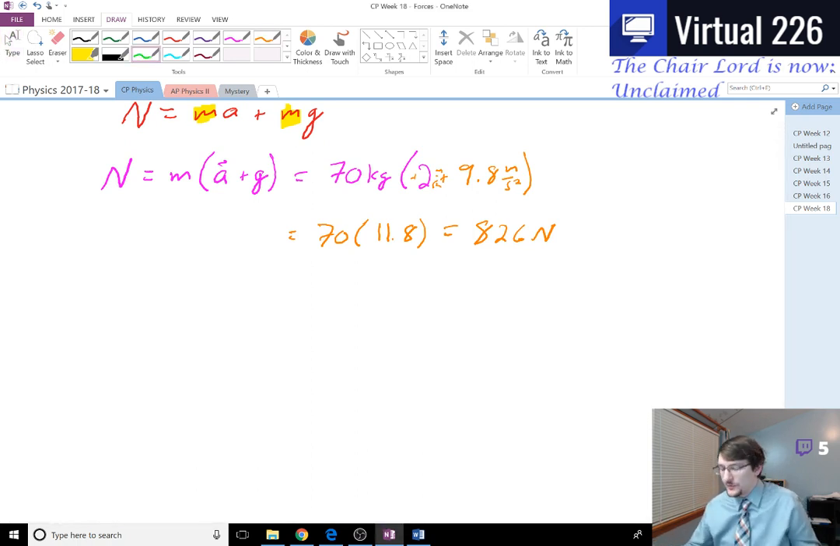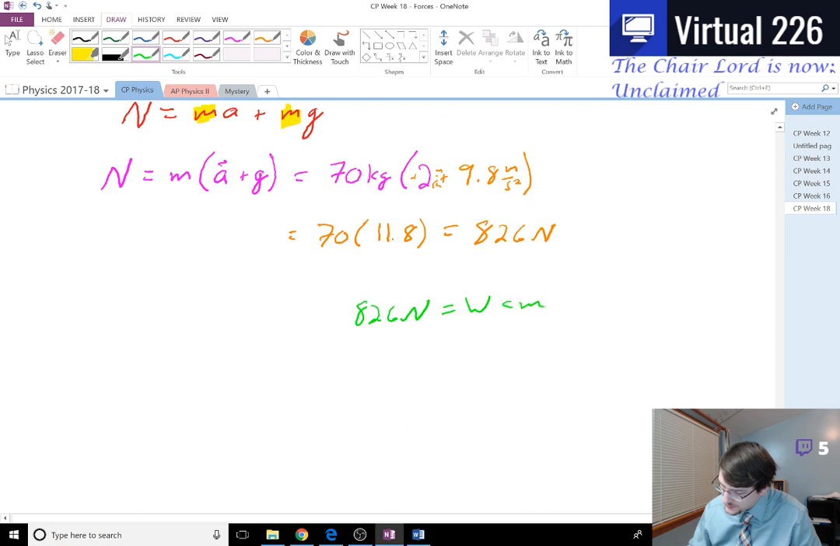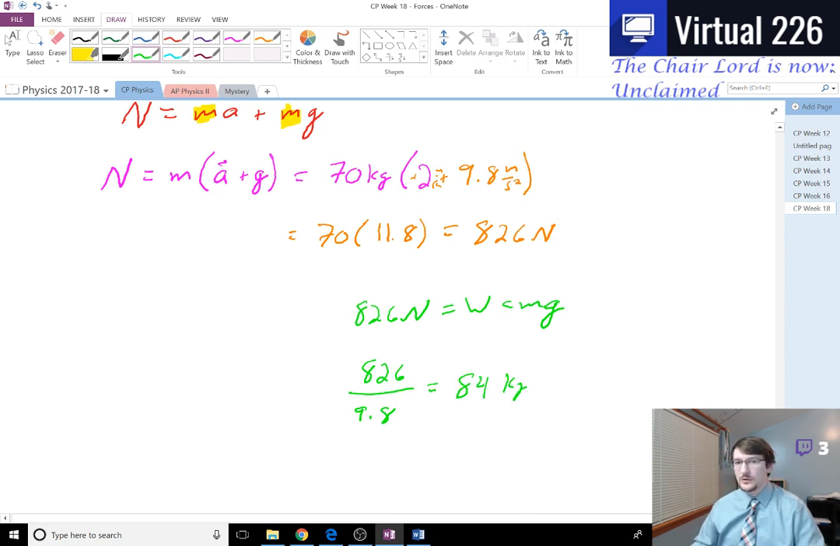If we were to take 826 newtons and ask how heavy would you feel, if this wasn't in an elevator, like how heavy is that? 826 newtons as a weight, which is mg, is like what you would be weighing. If we divide 826 by 9.8 for g, you would feel like you were 84 kilograms. So just by having the elevator go upward at 2 meters per second squared, you put on 14 kilograms or 28 pounds. Luckily, the elevator is going to slow down eventually, and you're going to shed that weight.